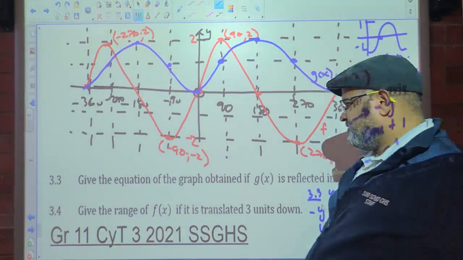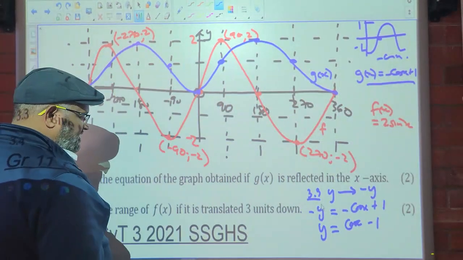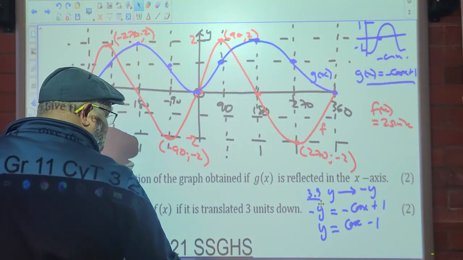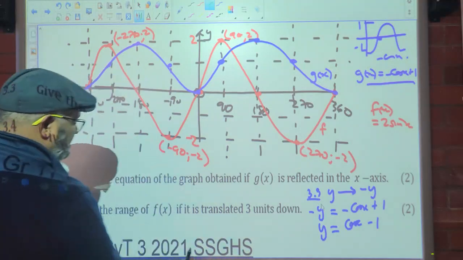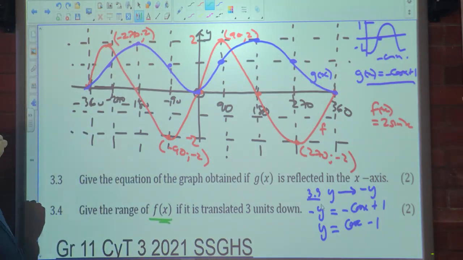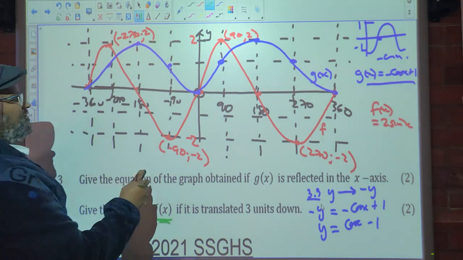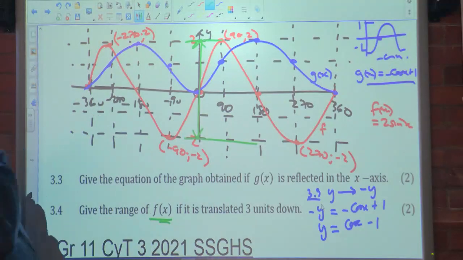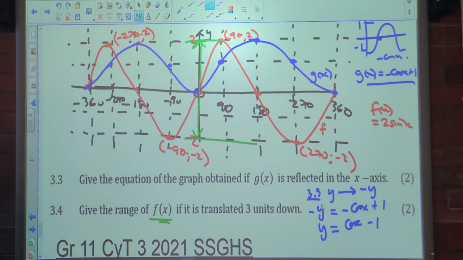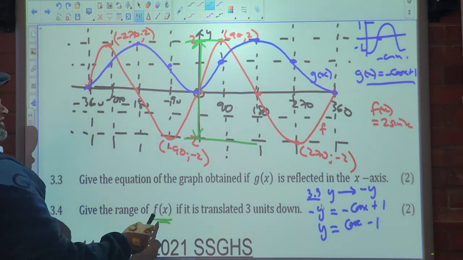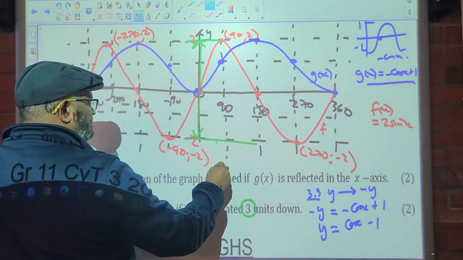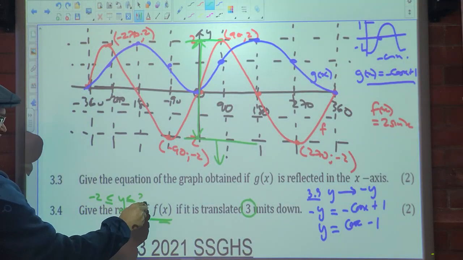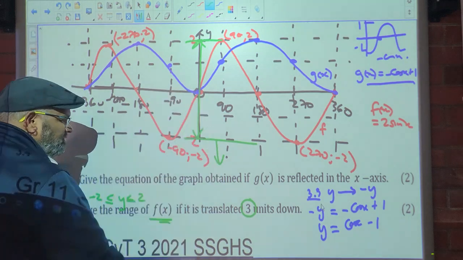Okay, so that's 3.3. Now, the range of f of x if it's translated 3 units down. People, what is the range currently of f of x? It's going from negative 2 to positive 2, including 2 and negative 2. Remember, this is y is greater than or equal to minus 2 but less than or equal to 2. What if it moves 3 units down?